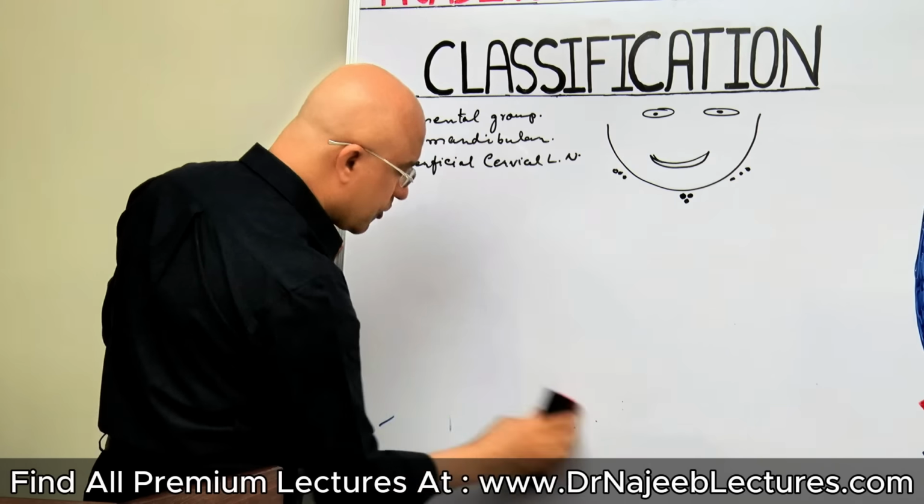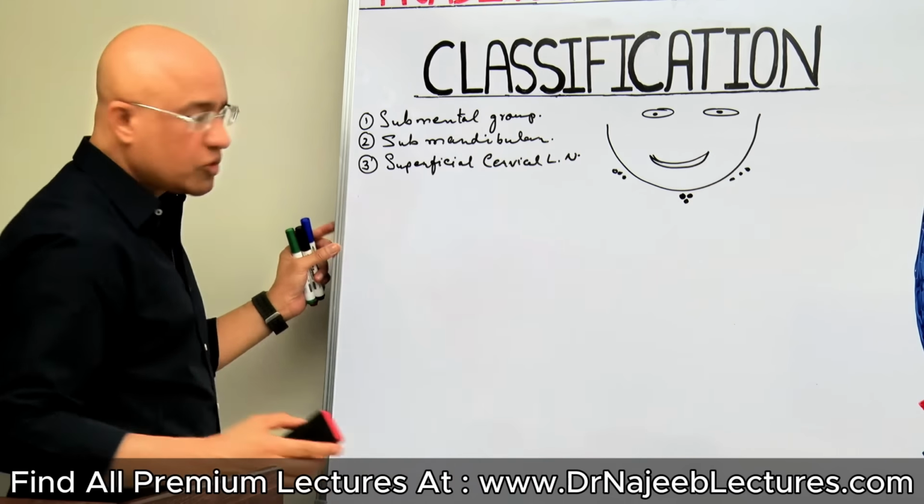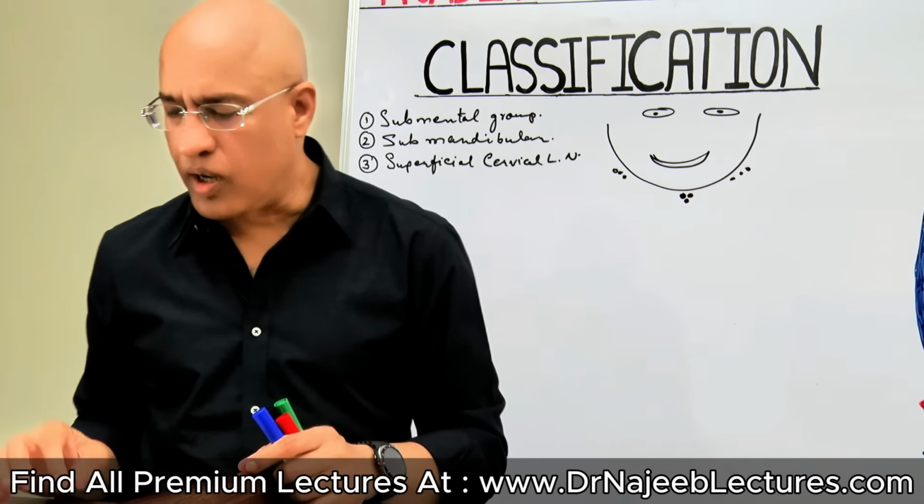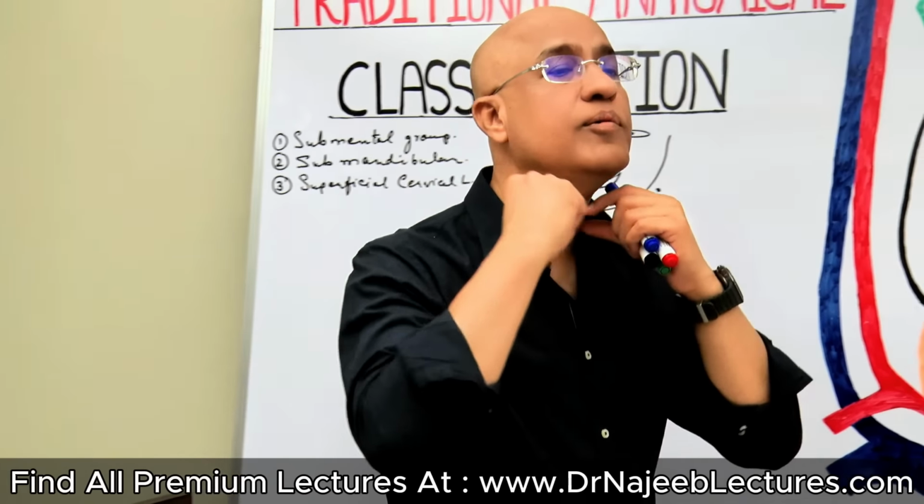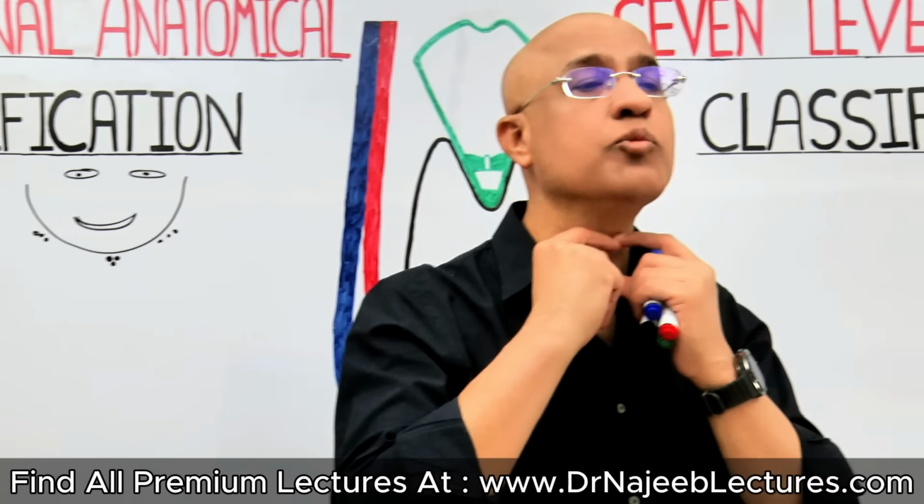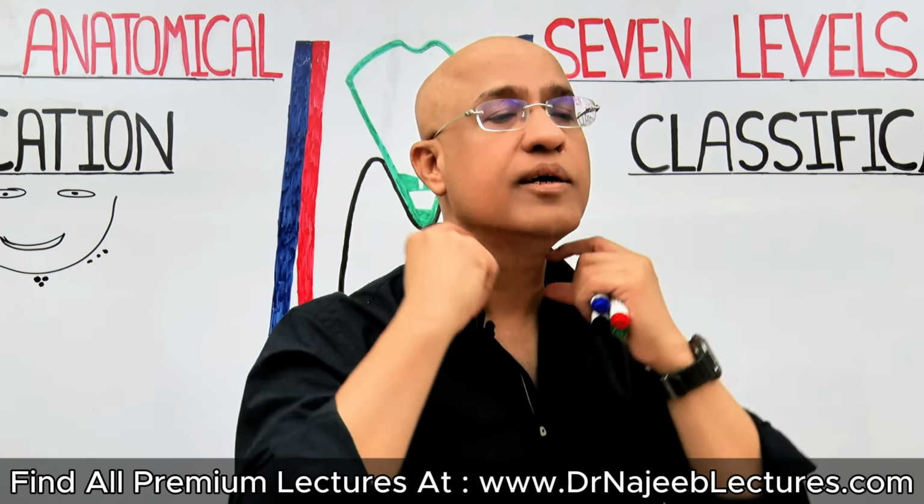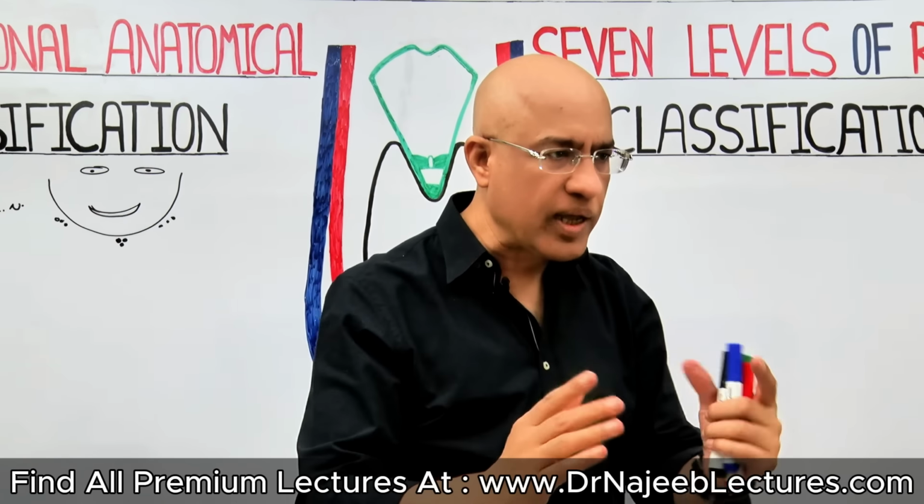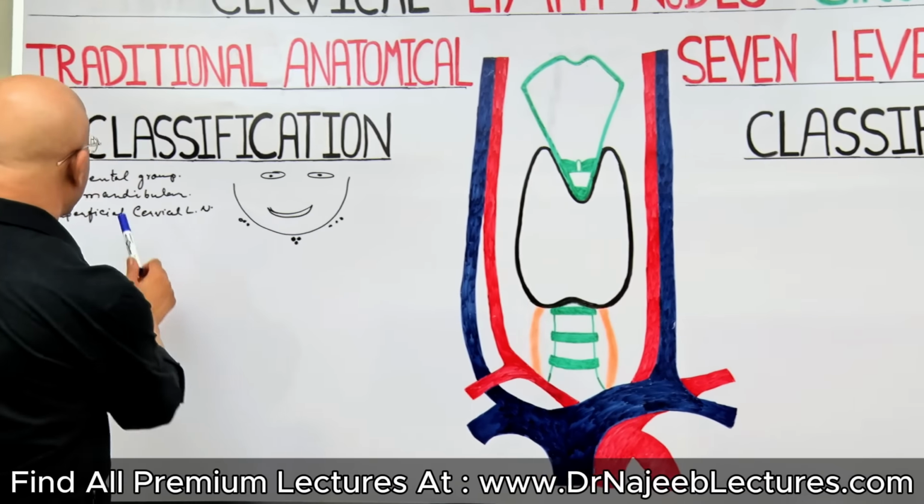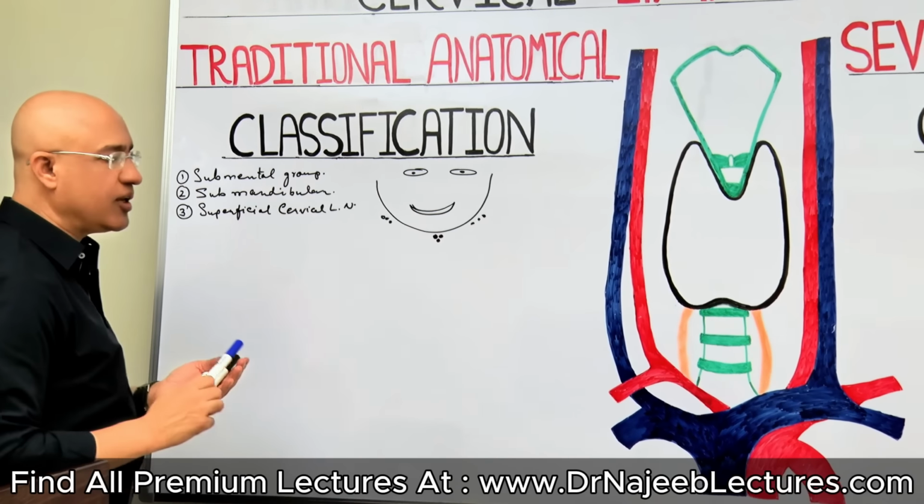There are other names also for this. Superficial cervical lymph nodes are also called pericervical lymph nodes. They are around the superficial area and around the neck. So, pericervical lymph node. This is the other name for superficial cervical lymph node.